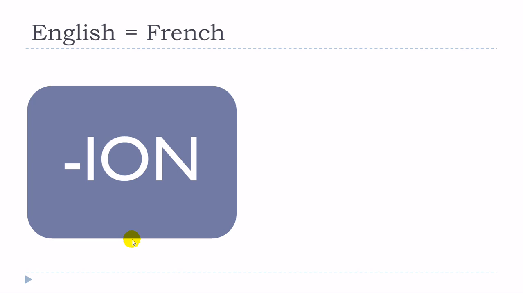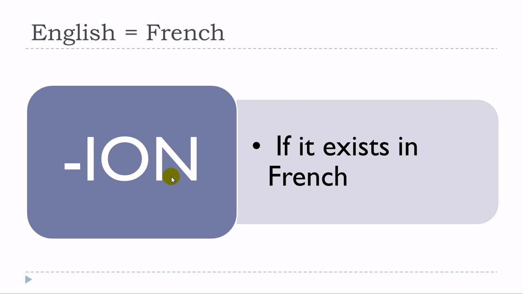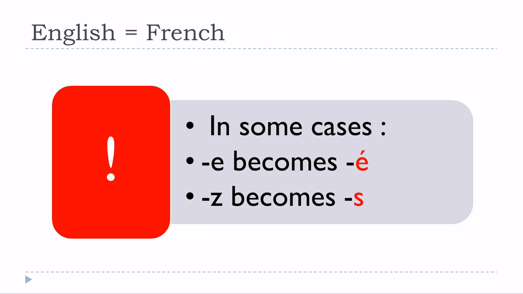So the first rule that you've got to keep in mind is that if it exists in French, it will be the same, okay? But it's not all the time the case. All right, and then the second thing that you should remember is that in some cases we'll write them a little bit differently. So you can see that C in French will be A in some cases, and then Z here in some cases will become S. Okay, so let's see, and the list continues.